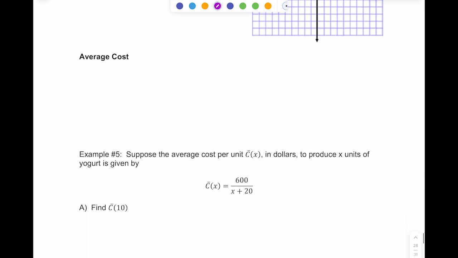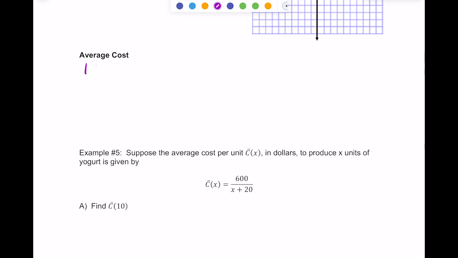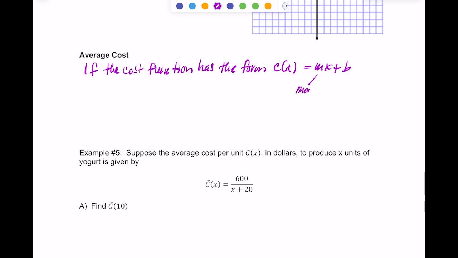Okay, so what is average cost? It basically says if the cost function has the form c of x equals mx plus b, which we learned that m is the marginal cost per item, b, remember, is your fixed cost, and I should tell you what x is as well. X is just the number of items produced.